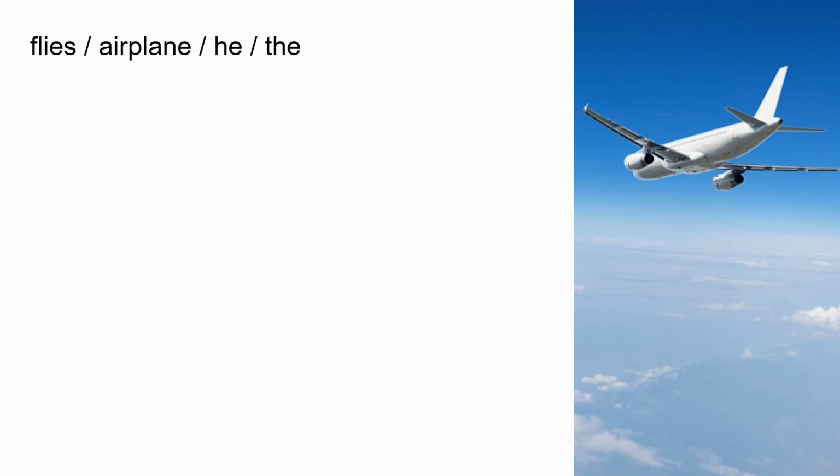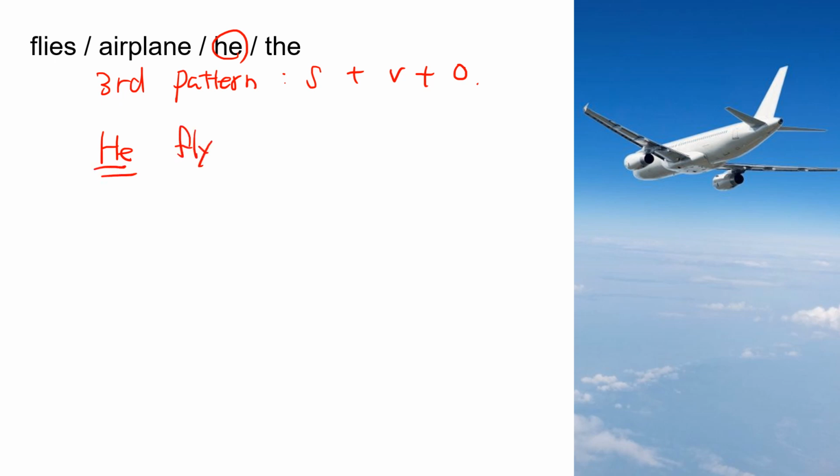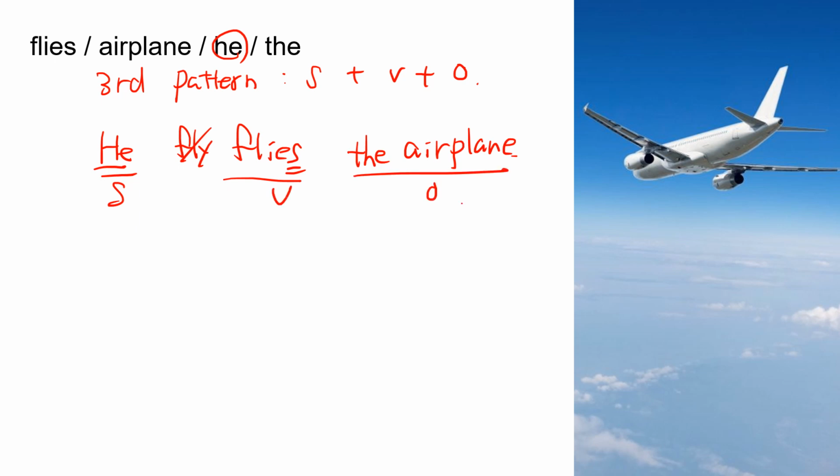The last one. This one is a third pattern. The third pattern is subject, verb, and object. So he is the subject. Verb is fly, but third person singular becomes flies. You need an S. He flies what? The airplane. So this is the subject, this is the verb, and this is the object. Third sentence pattern. He flies the airplane.